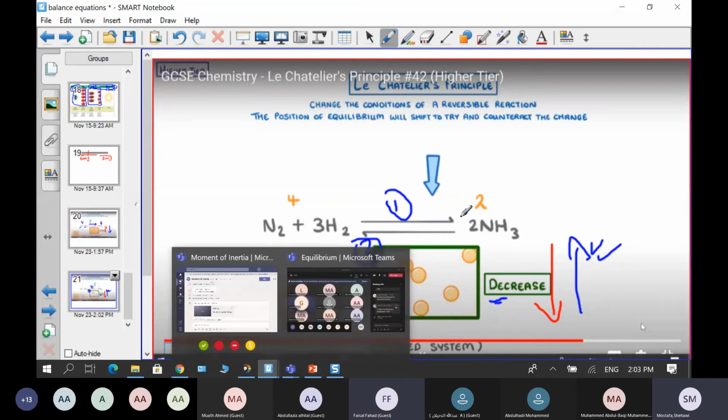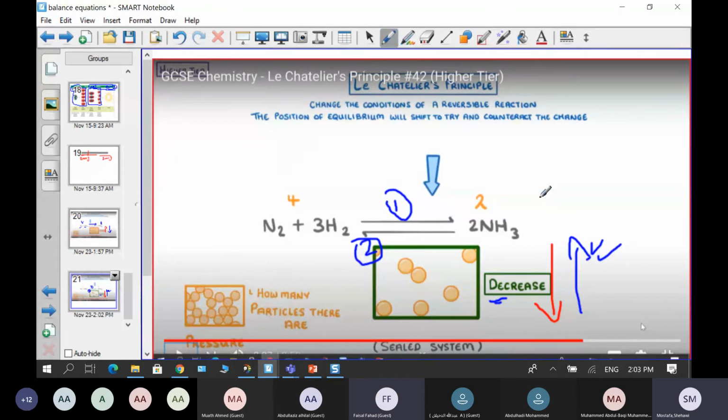Now we decrease the pressure. Okay. So the reaction will activate itself in direction number 1, forward, or direction number 2, backward. Remember that it wants to increase pressure to counteract the change that we have made. So which direction will increase the pressure? Direction number 1 or direction number 2?